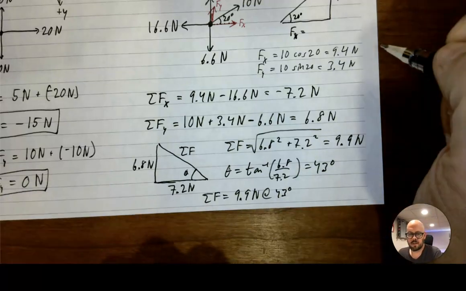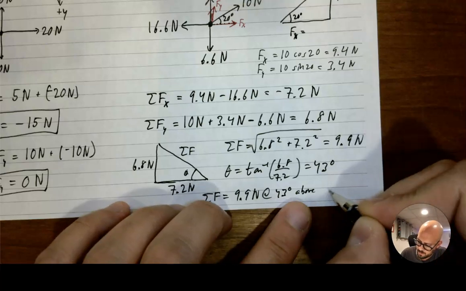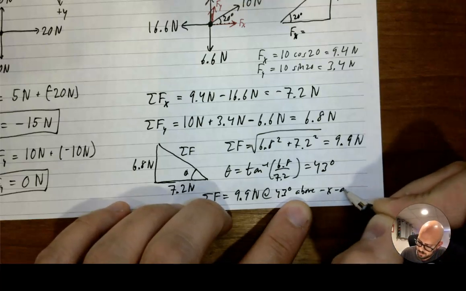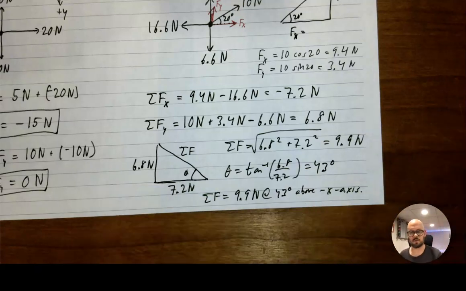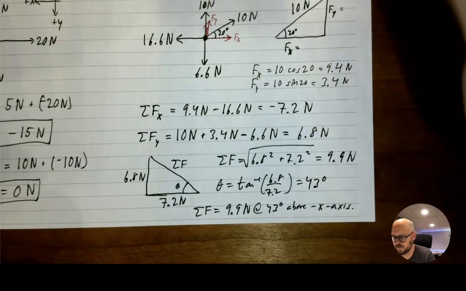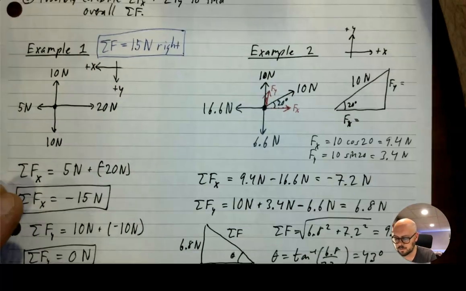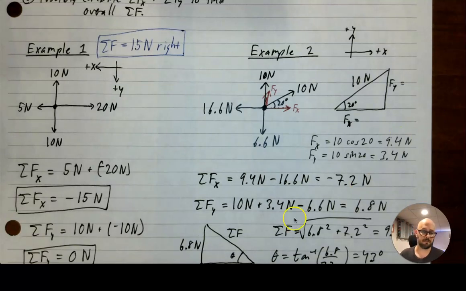Now I haven't used any cardinal directions, so I'm going to just say above the negative x axis, because that's the direction I drew it. So this example got a little out of hand as far as complexity, but you can see the ways that vectors play into things and adding and subtracting vectors based on where they're pointing. That's it.